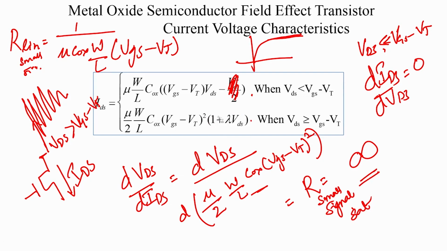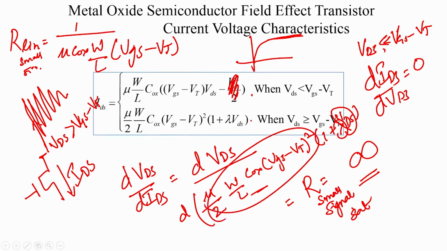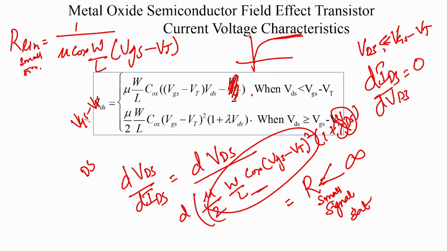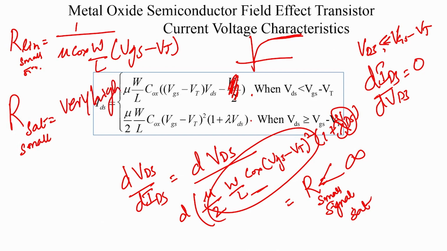But if you do include channel length modulation, then this is no longer infinite. You have a VDS term, and therefore you will have a lambda into this particular parameter appearing as the channel resistance. But ideally speaking, the small signal resistance of the MOSFET in saturation is very high, and ideally infinite.